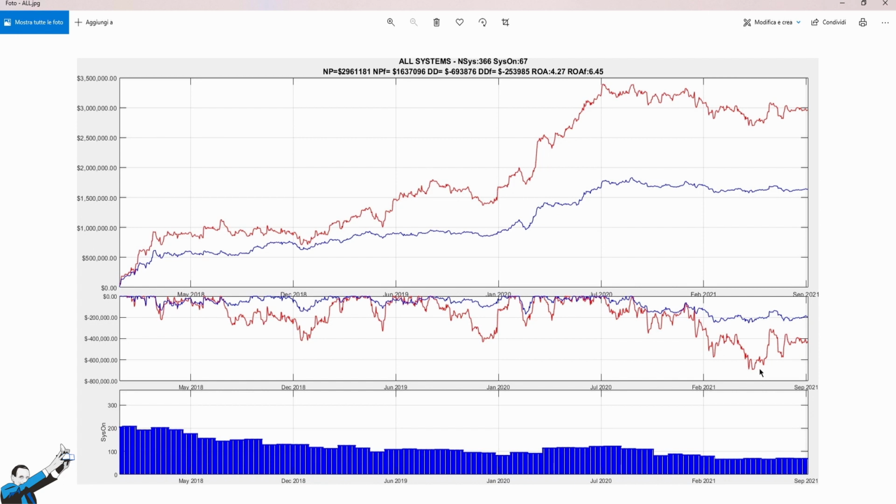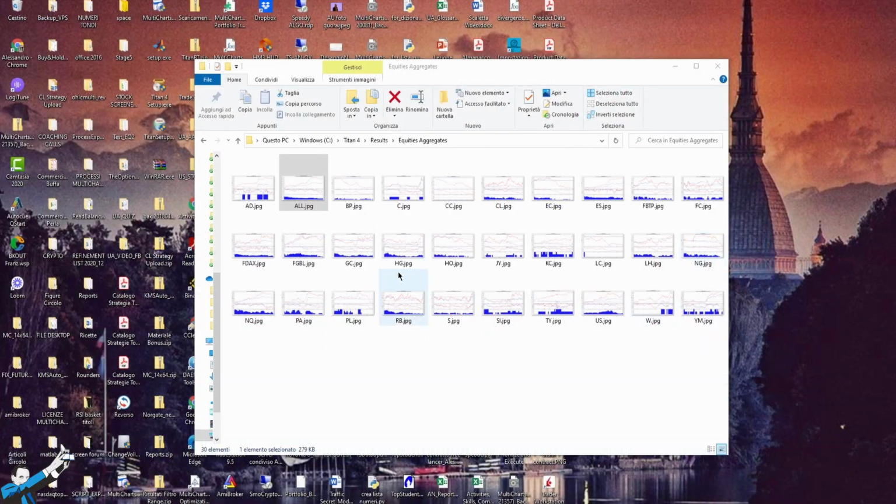In this case, after the astonishing rally that occurred last year, all the strategies have entered a drawdown period and reached extremely high levels of about $700,000. With Titan's filters enabled, however, this drawdown stops at $200,000, which is more than 50% less. So in this case, these filters could really limit the drawdown, which, in my opinion, is an extremely important thing.